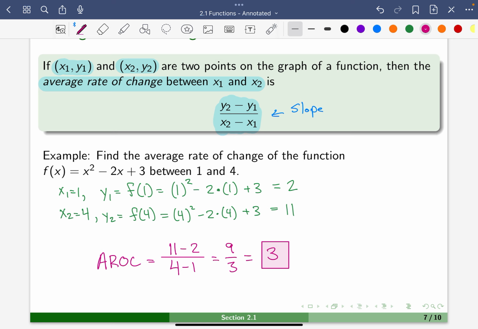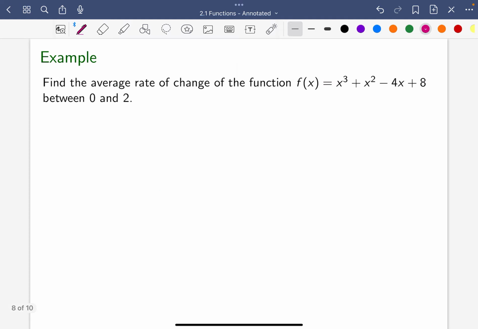Great. So let's look at a second example of finding average rate of change here. So here we want to find the average rate of change of the function f(x) equals x cubed plus x squared minus 4x plus 8. To find the average rate of change here, we identify what y1 is. So x1 is 0. Then y1 is f(0). So it's 0 cubed plus 0 squared minus 4 times 0 plus 8. And when we do that, we get 8.